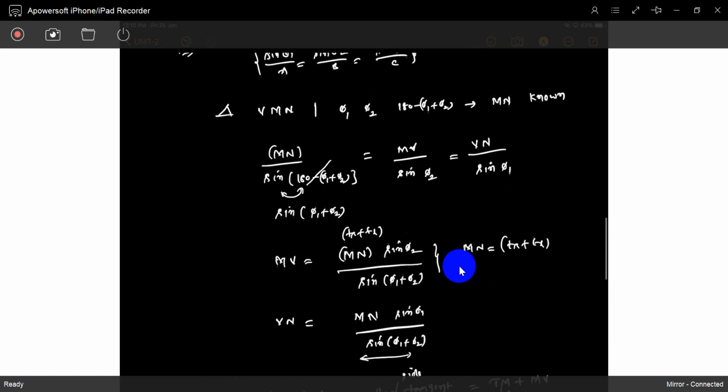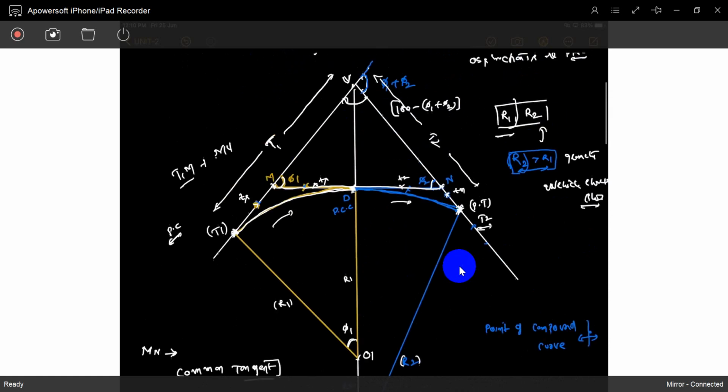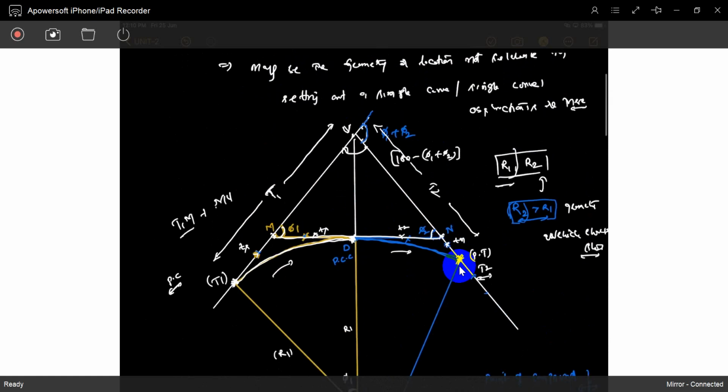So based on that, you can identify the point D, the length of the curve. This is R1, this is also R1. So that's it. There are no other terms at all. These are the terms in the compound curve. This is a tangent. Total tangent length is the small side. Total tangent length is the longer side.